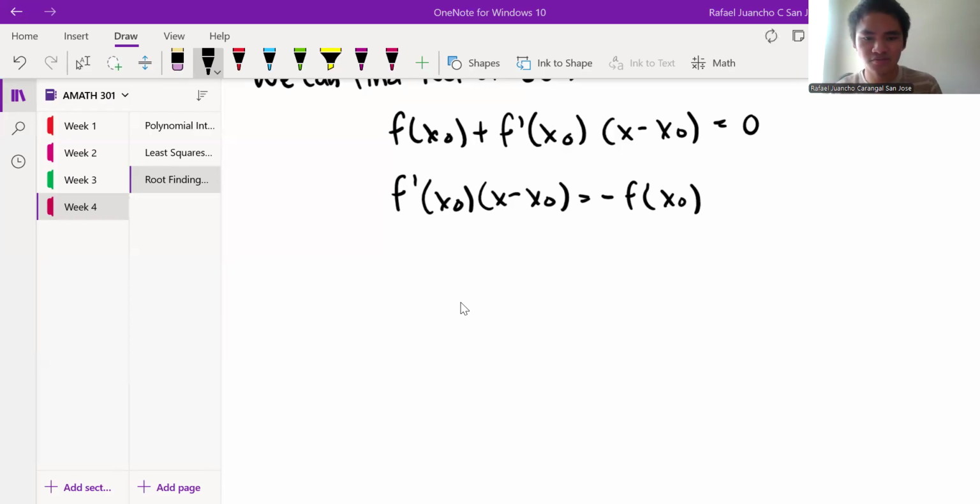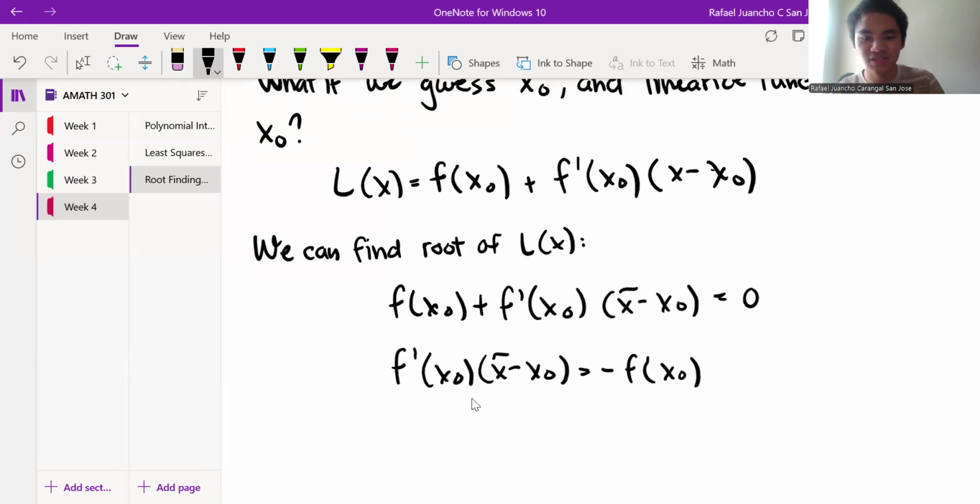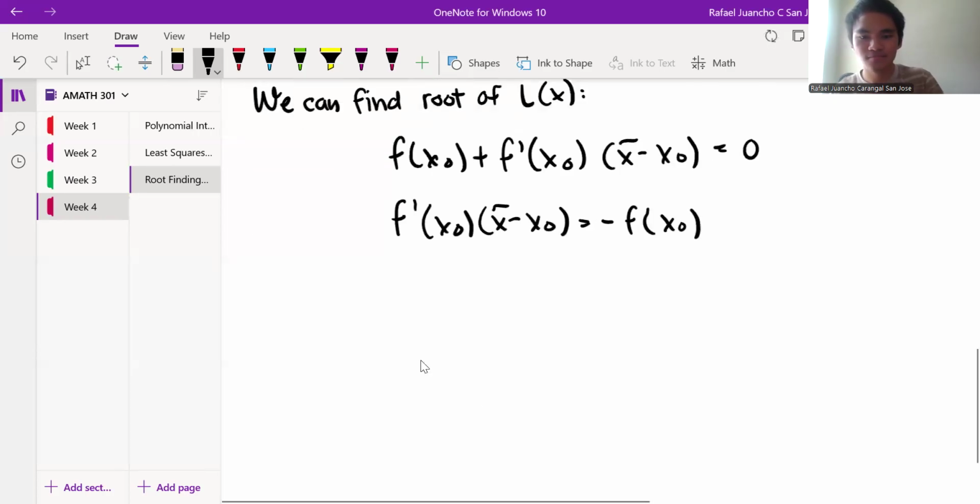And then what do I do? I forgot to add the tilde. That's the one we're trying to look for. I just realized. And then from there, well, we have this. So more algebra stuff.